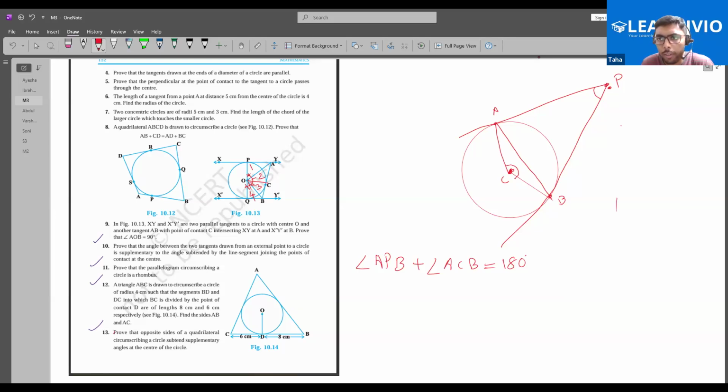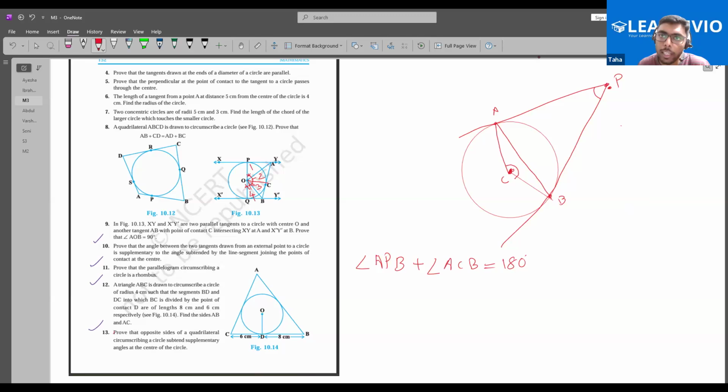What angles do we have? Reflex, supplementary, and then what is another pair? Linear pair, complementary. Complementary is when they add up to 90. Okay, so we need to prove this.